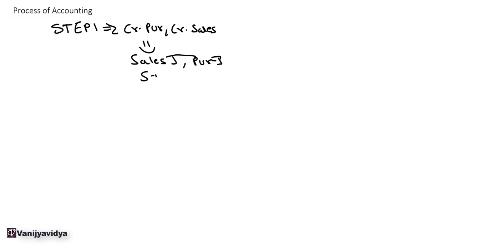Step 1 is wherein you record your purchases, credit sales, purchase return, sales return in sales day journal, purchase day journal, sales return journal, and purchase return journal. So, on day-to-day basis, each and every sale is recorded in these journals, that is sales journal, purchase journal, and sales return journal and purchase return journal.